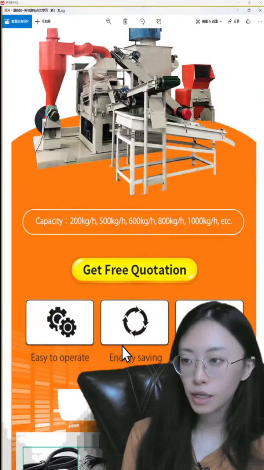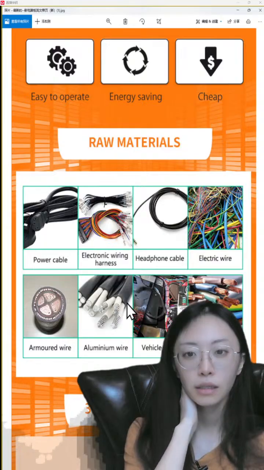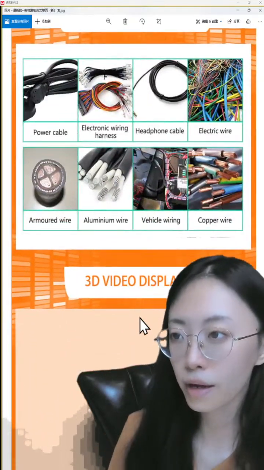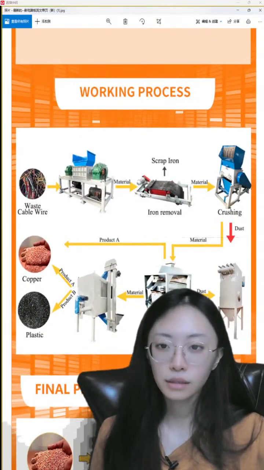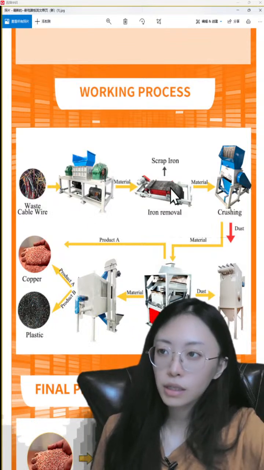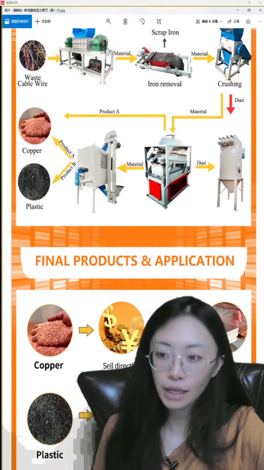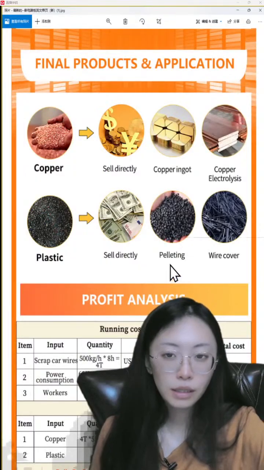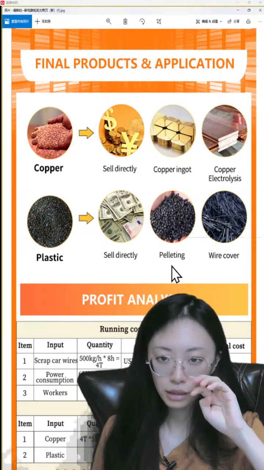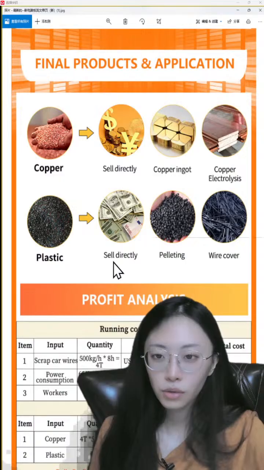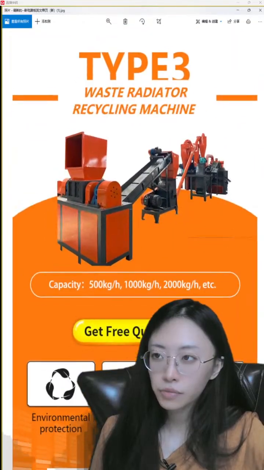Cable wire recycling machine: it recycles power cable, electronic wiring harness, or other wire, copper wire. Yeah, this is a similar technique. We use the hammer crusher, the air separator, the crushing machine and separation machine to recycle the copper and plastic. The copper you can store directly, or use the copper electrostatic separator, and the plastic you can store directly. This is the profit analysis, and this is the waste radiator recycling.